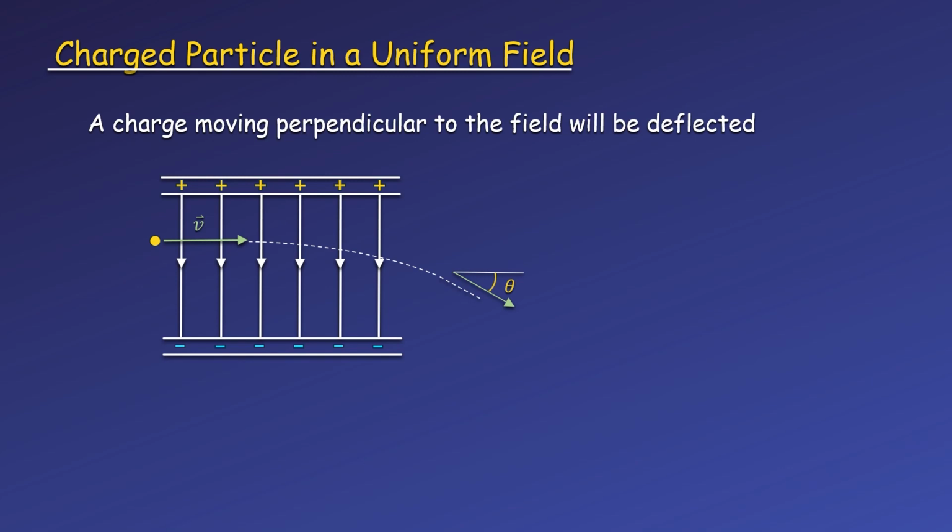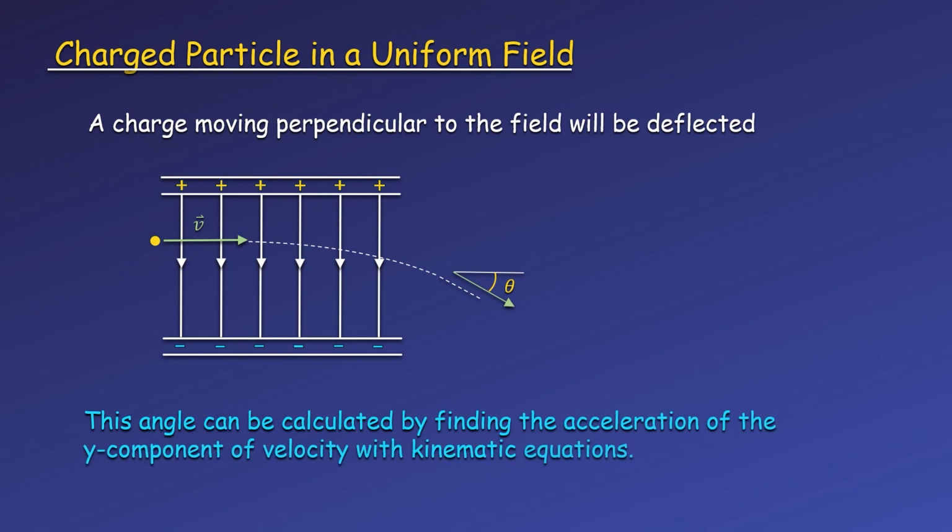In order to find the deflection angle due to the field, all we need to find is the y component when the charge leaves. We can do this using kinematic equations if we're given the appropriate information and properties of the capacitor. Then we just plug into inverse tangent using our original x component and new y component of velocity.